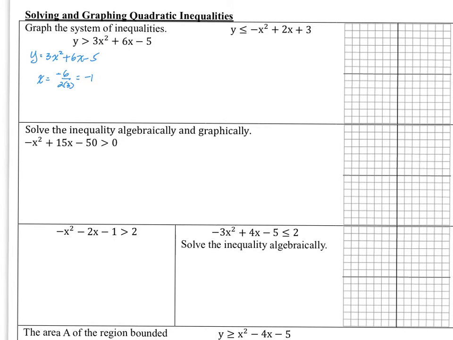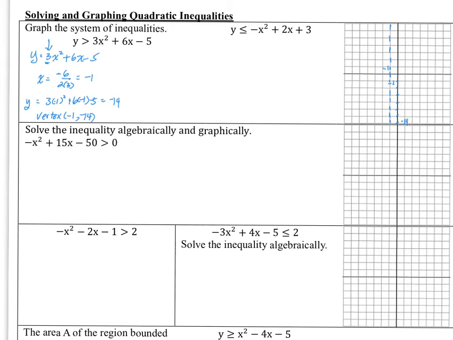That happens to be x equals negative 1. Now we can find the minimum point. I know it's a minimum because A here is positive. And this will be negative 14. So now we have a vertex of negative 1, negative 14.